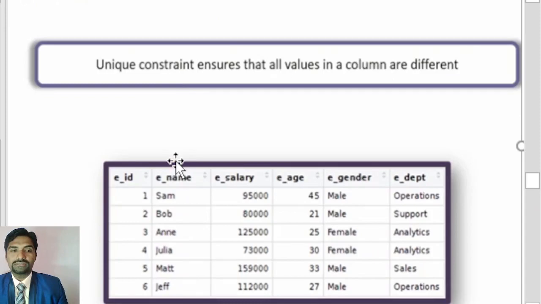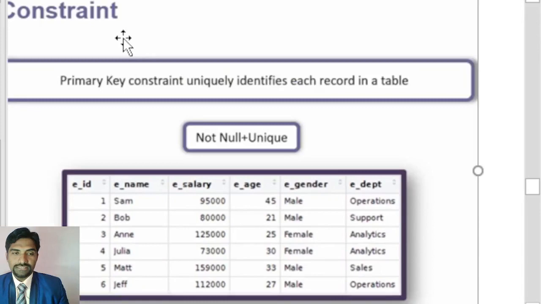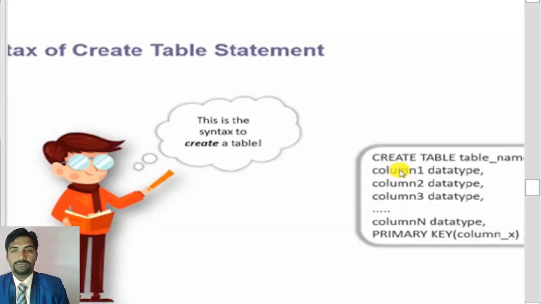Primary key constraint. The primary key constraint uniquely identifies each record in the table. You can call the primary key constraint the combination of the not null constraint and the unique constraint. So employee ID, look at the field: 1, 2, 3, 4, 5, 6. So no data has been repeated. Remember two things, it is a unique value and not a null value. These are the major constraints we are using.